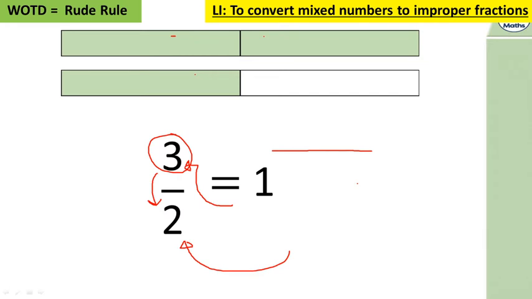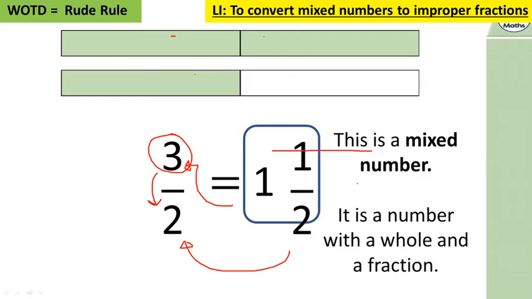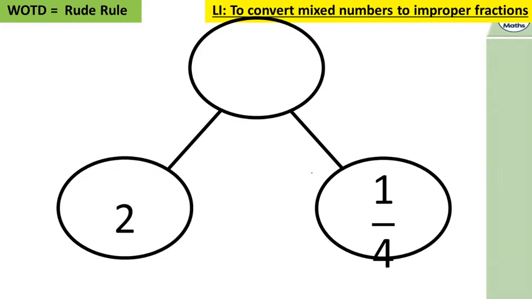So then we're converting that to a mixed number. 3/2 is the same as one whole and 1/2. So this is a mixed number. It is a number with a whole and a fraction. Here we have the whole, one whole, and here we have the fraction, 1/2. So this is an improper fraction. This is a mixed number.